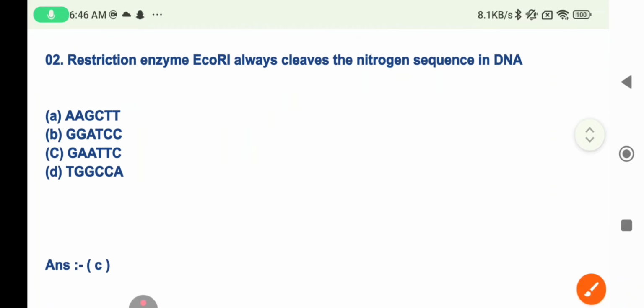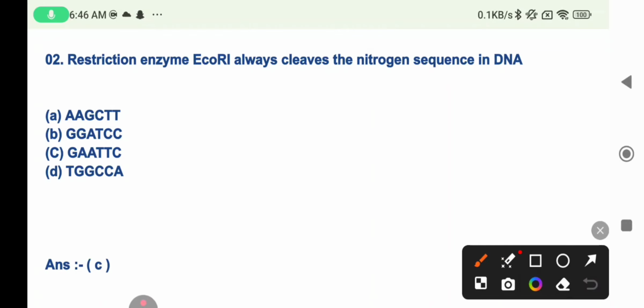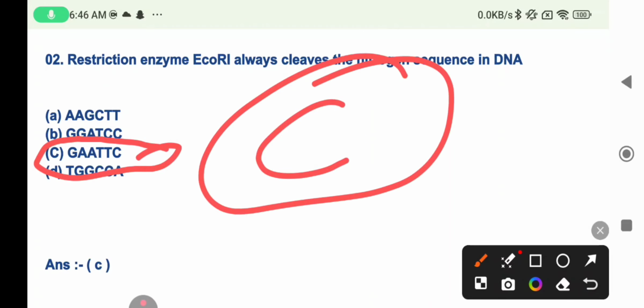Now move on to question number second. Restriction enzyme E. coli always cleaves the nucleotide sequence in DNA. And here the options: option A AAGCTT, option B GGATCC, option C GAATTC, and option D TGGCCA. And the correct answer is option C, GAATTC.